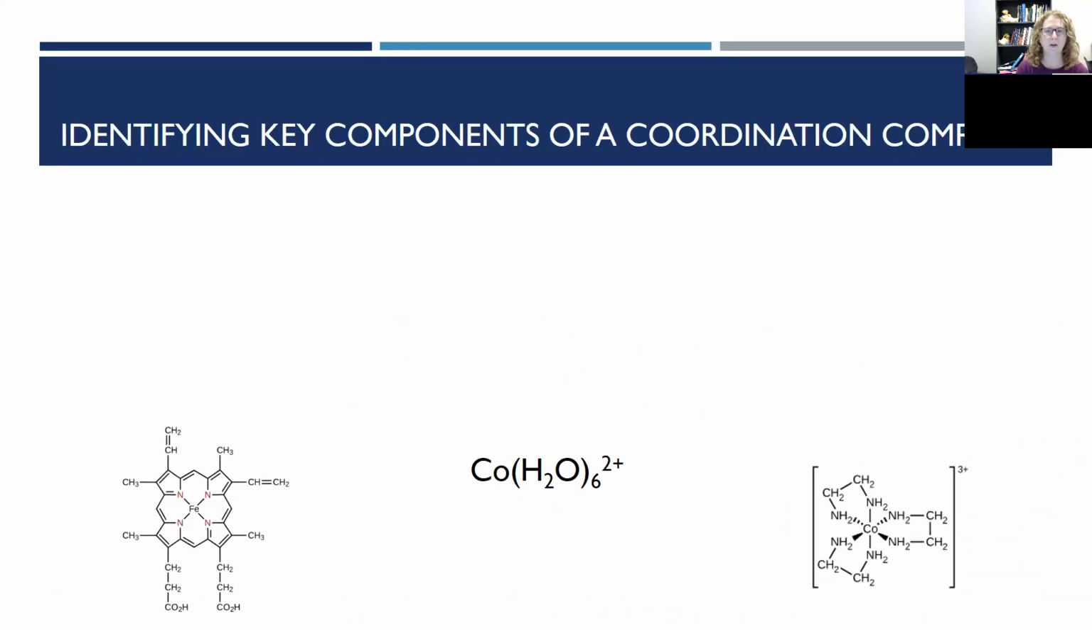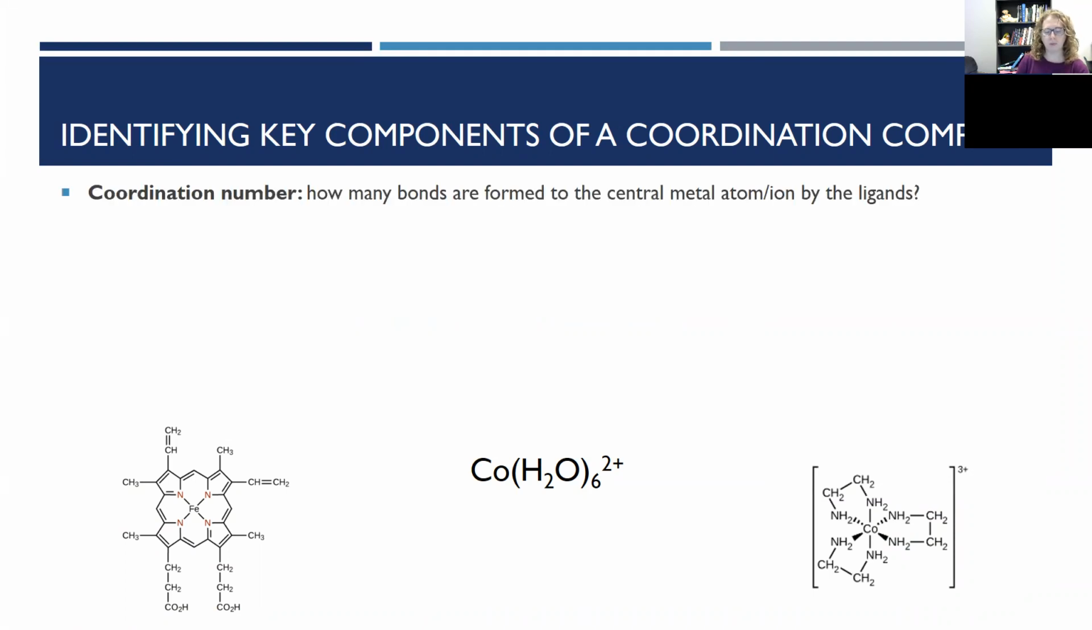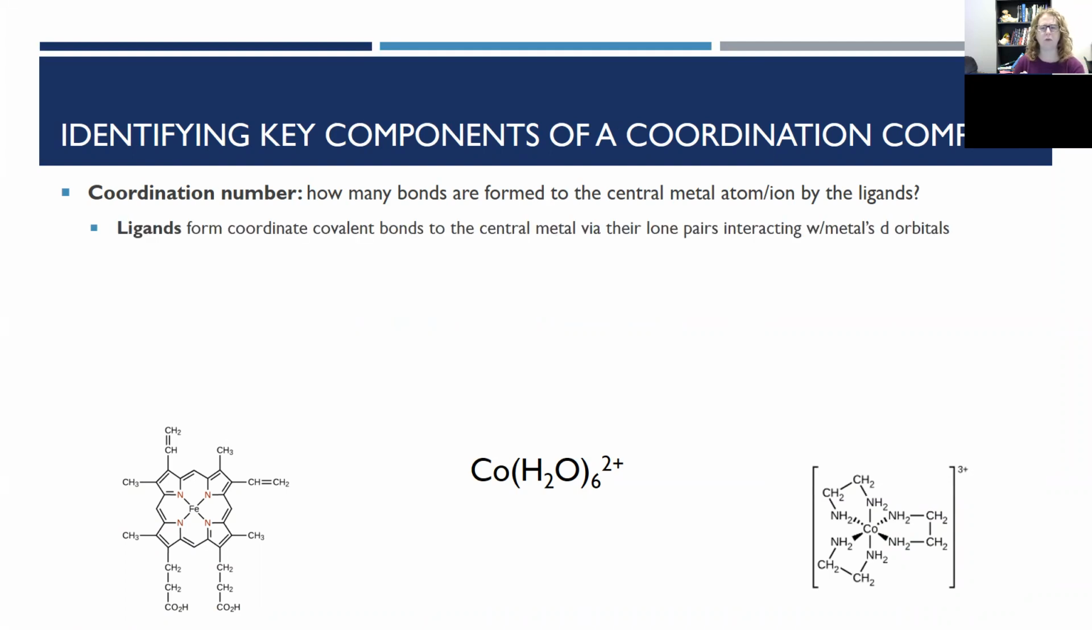So we've got some key components of a coordination complex that we'd like to look up. And the first one is what's called the coordination number. So how many bonds the central metal ion or atom forms by the ligands. And the ligand is just the thing that forms the bond via lone pairs. So there's a couple of options. There's what's called monodentate ligands that form a single bond to the metal. These are things like single ions, chloride or iodide, small molecules, NH3, H2O, CO.